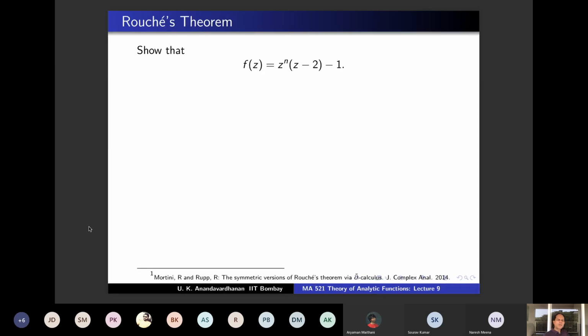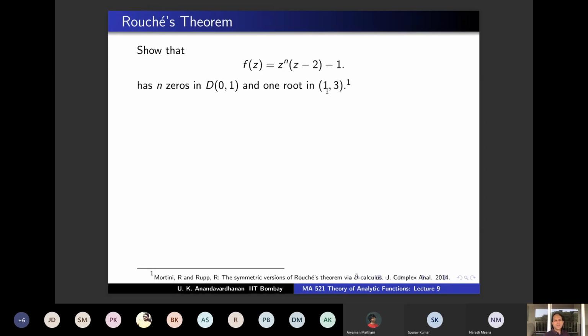Okay. Here is another example which I got from this particular paper. Show that this particular polynomial, z power n times z minus 2 minus 1, has, typo, I should not have put a full stop here, has n zeros in the open unit disk. Okay, so this is what you have to show. And one root in the interval 1, 3.